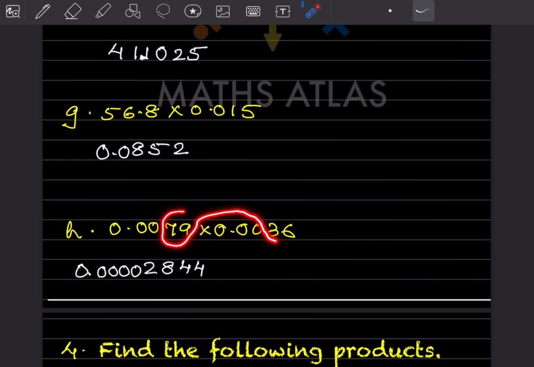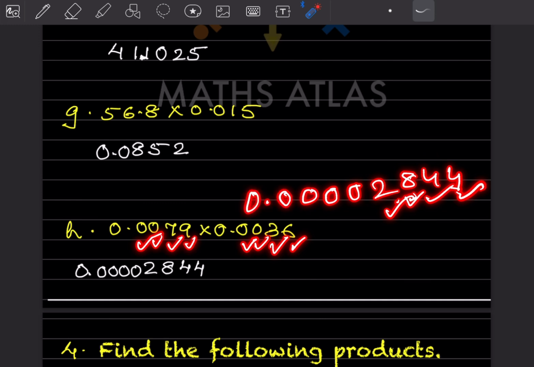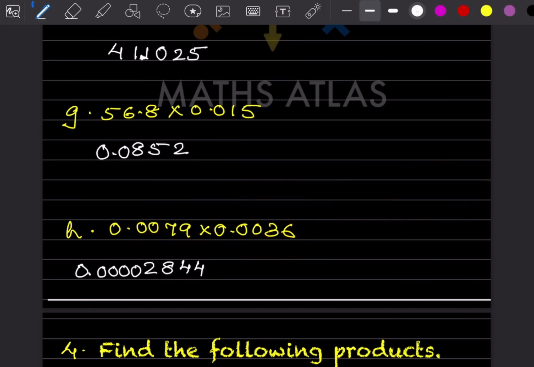You are going to multiply this number, that is going to be 2844. So 1, 2, 3, 4. 1, 2, 3, 4. 4 and 4, 8. So 1, 2, 3, 4, 5, 6, 7, 8, and then a decimal. So we are going to put 4 zeros here because we have just 4 numbers, so additional 4 by putting the 0. So this is the answer.